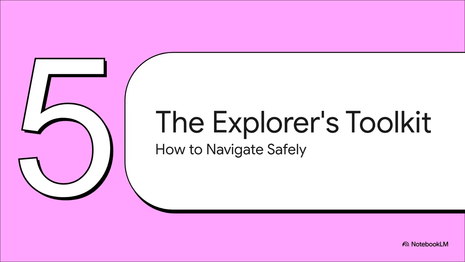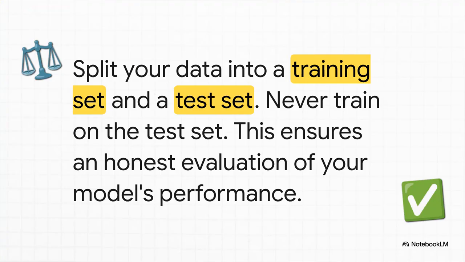So, with all these dangers, how do we navigate safely? Well, we need the right tools. We need an explorer's toolkit specifically for building models that are going to work out there in the real world. And the single most important tool, the golden rule, is this. You have to split your data. One part is for training the model, and a completely separate part is held back just for testing it. And here's the key. You never, ever let the model see the test data while it's learning.